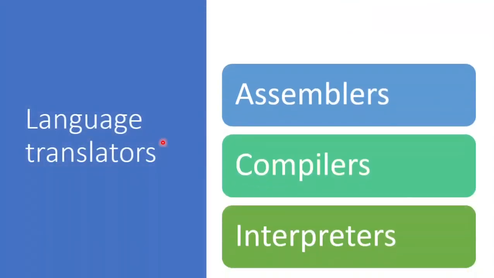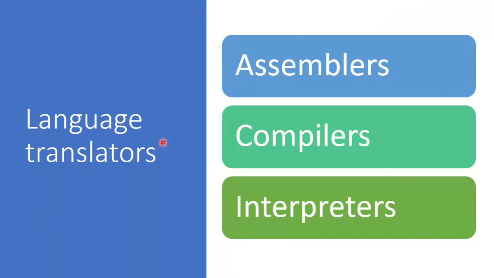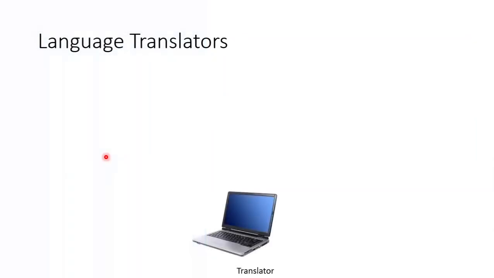Language translators can be divided into mainly three components: assemblers, compilers, and interpreters. So today's discussion will go through these three components and what a language translator is. So what's a language translator, or initially, what's a translator?